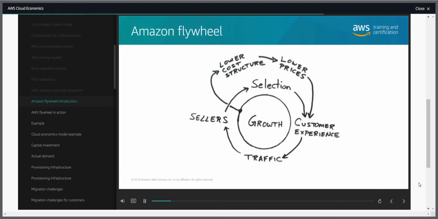This is the Amazon flywheel created by Jeff Bezos. It shows the Amazon business model of scale. It illustrates how the Amazon high-volume, low-margin business model works. As you can see, it's a positive feedback loop driven by price reductions.